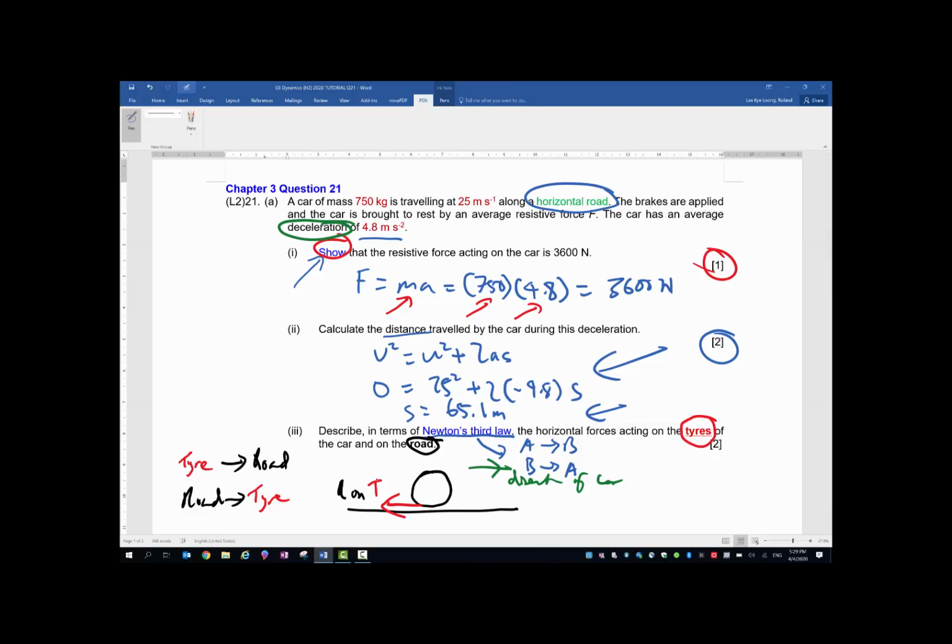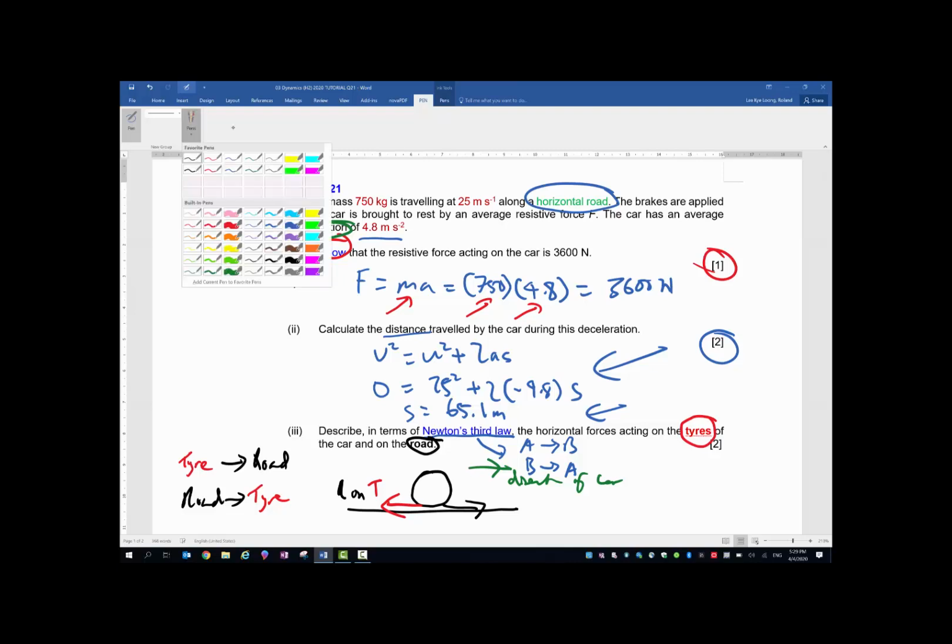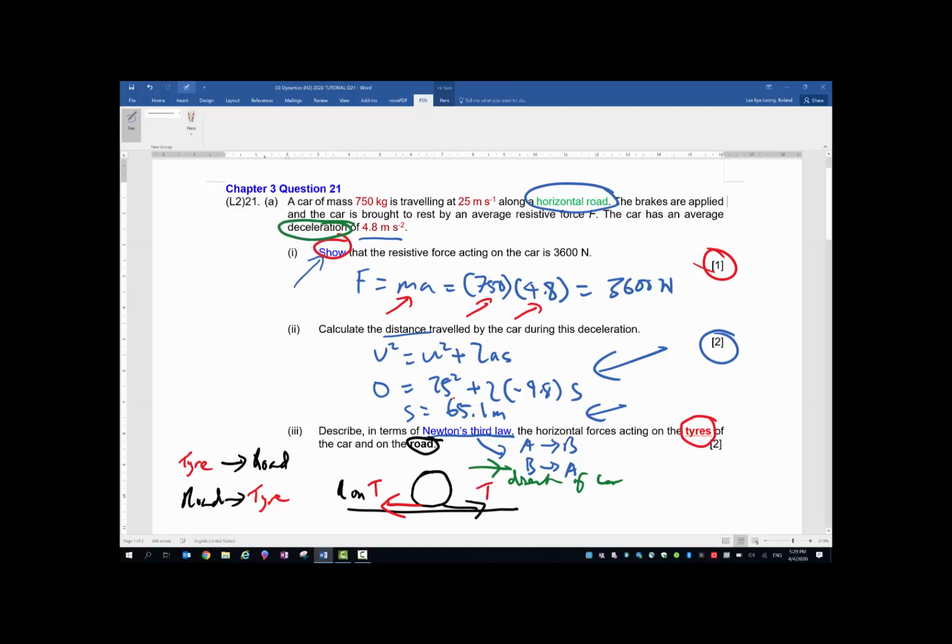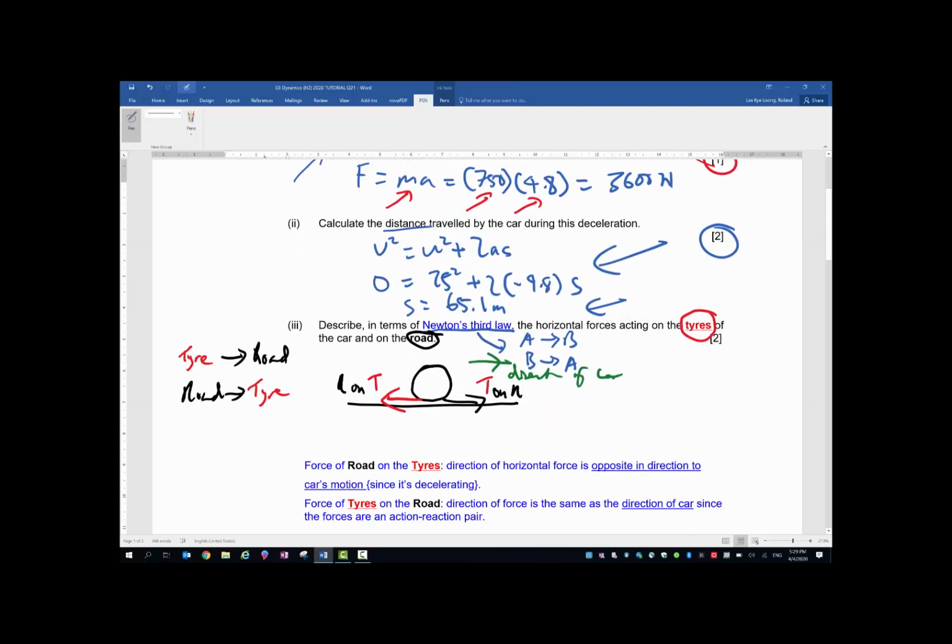R. So the tire on road, okay, the tire on road will therefore be forward. Okay, so this is how you plan your answer, and after that you write it out, so you will not get it wrong this way. Okay, so 2 marks, 1 mark for road on tire, the other mark for tire on road.